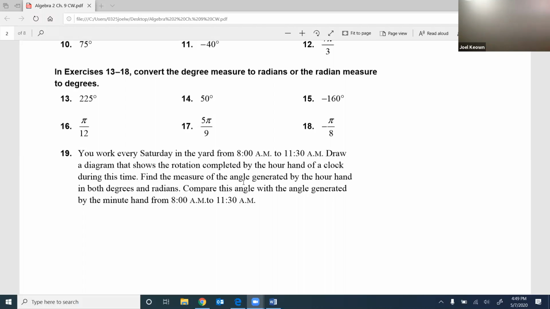All right, so I'm going to write down our values. So we have 225 degrees, 50 degrees, negative 160 degrees, and then we switch to radians. We have pi over 12, 5 pi over 9, and then negative pi over 8. All right, so this is our first one we have.